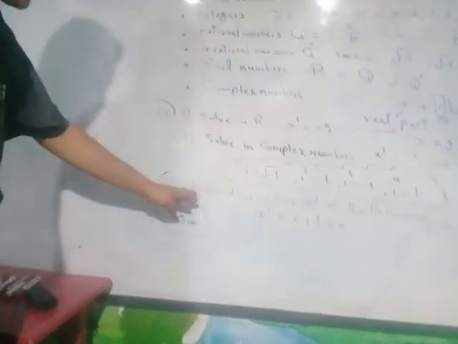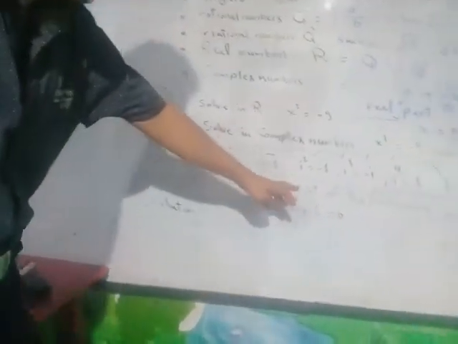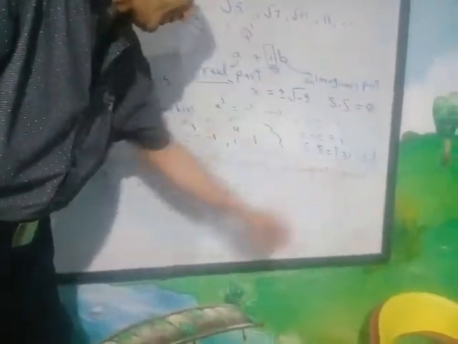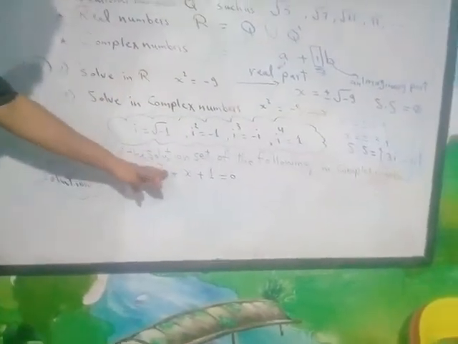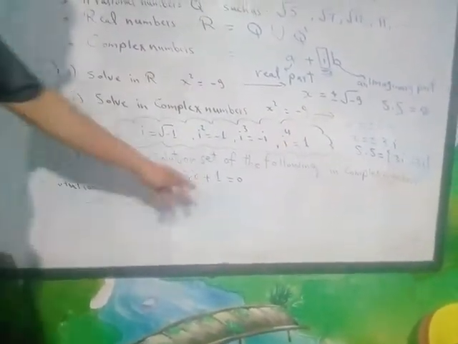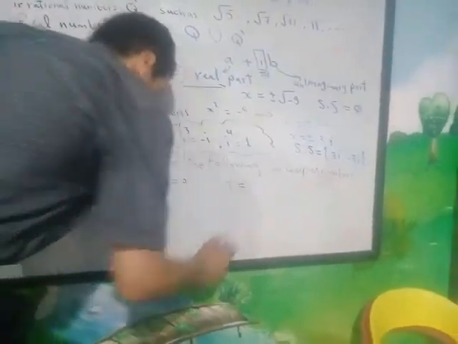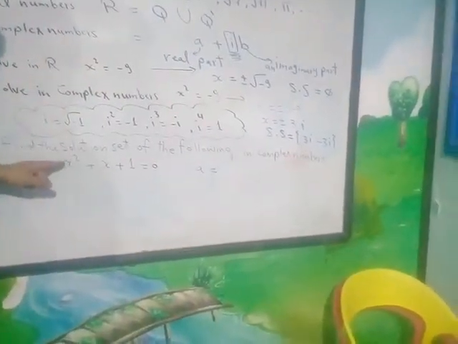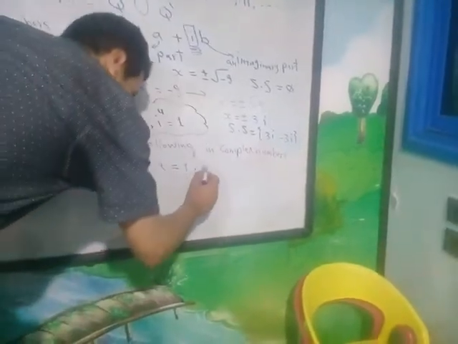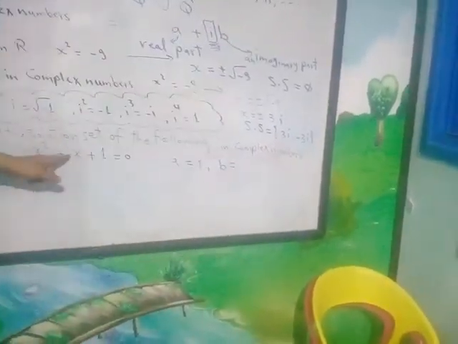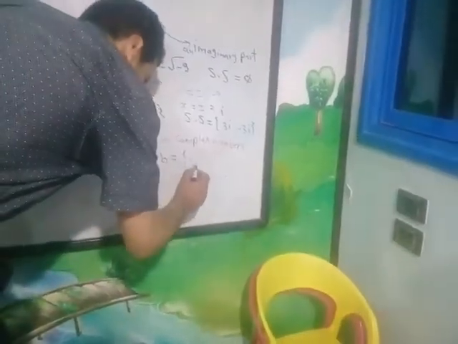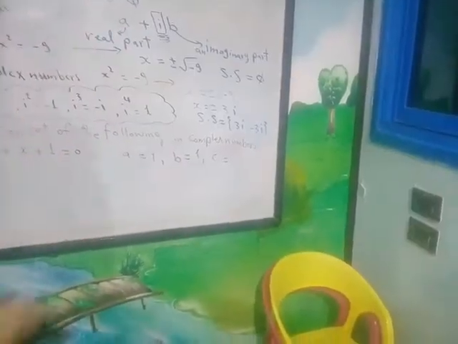Okay? At last, example: find the solution set of the following in complex numbers. x power of 2 plus x plus 1 equals 0. a, the coefficient of x power of 2, is 1. Yes. b, the coefficient of x, is 1 also. And c equals 1.